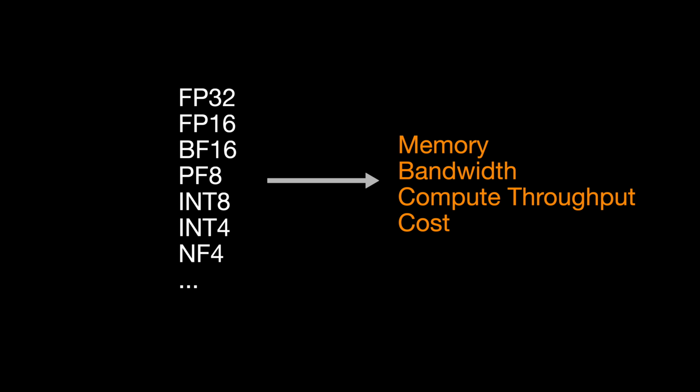At LLM scale, numbers are not just math. Numbers are memory. Numbers are bandwidth. They're the compute throughput and they're the cost. And the reason modern AI avoids all FP32 is not that FP32 is useless or that it doesn't have good precision. It is because using maximum precision everywhere is too expensive. And modern AI is about spending precision where it matters.